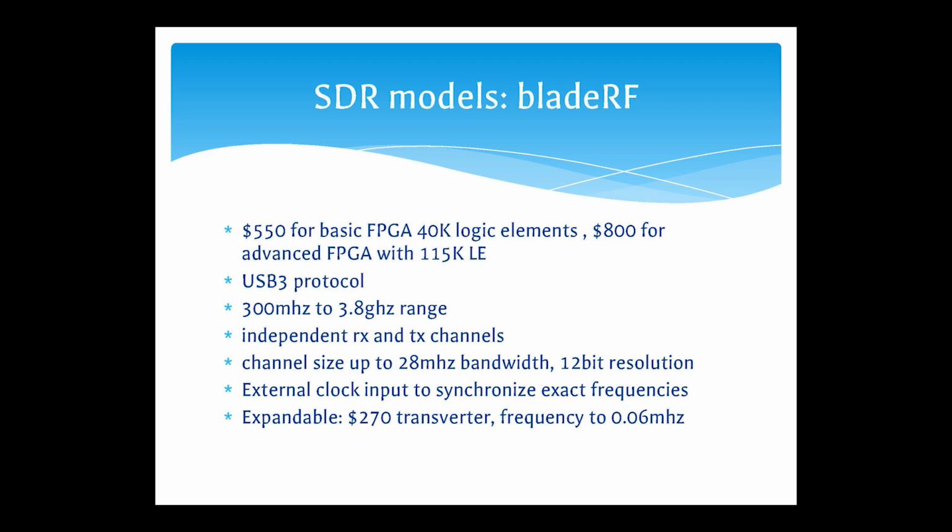Between the FPGA and the analog to digital converters, they can send or receive channels up to 28 megahertz wide at a resolution of 12 bits. They do have an external clock input for exact bang-on frequencies. And you can buy a transverter to go down to very low frequencies for $270.